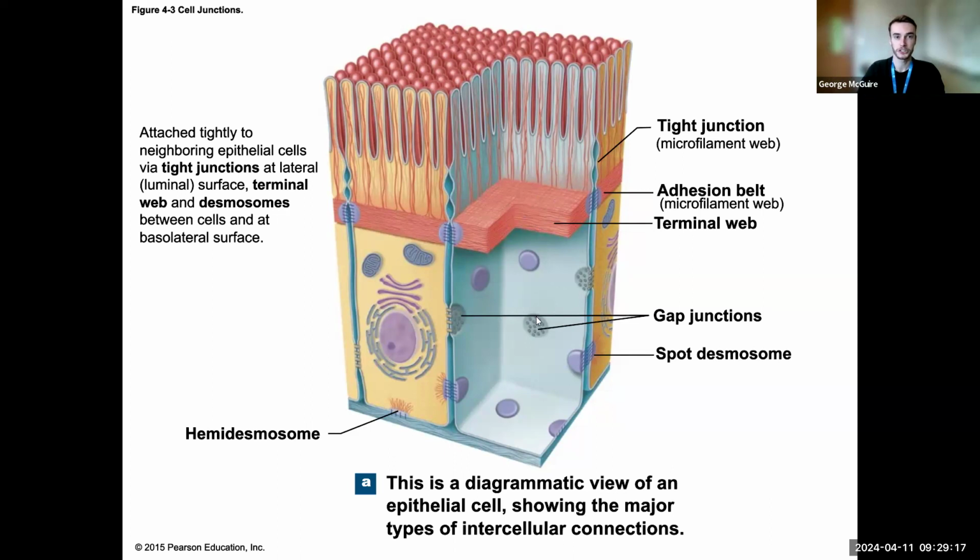We have gap junctions, which are going to be connections that have connexin proteins in them, which create channels for the free diffusion of ions and some small molecules between neighboring cells. Again, we don't have any vascularity in our epithelia, so all these nutrients are going to be moving around through these different cells through diffusion and absorption. And then we have spot desmosomes and hemidesmosomes. So a desmosome is considered like the super glue of the cell.